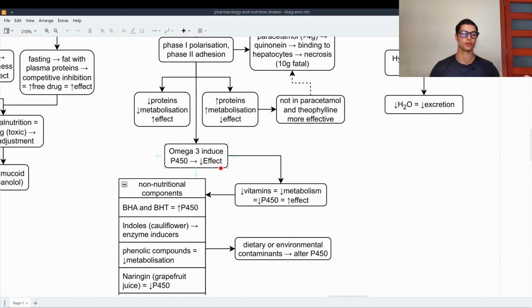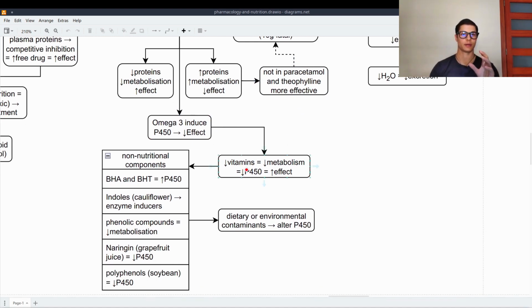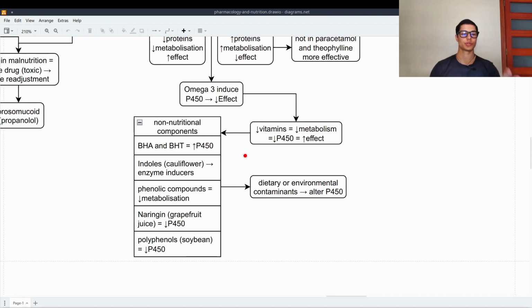Then the omega-3 will induce the P450, decreasing the effect. Vitamins are directly correlated with the metabolism, so lower vitamins, lower metabolism, lower cytochrome P450, and higher effect. Non-nutritional components such as BHA and BHT will increase the P450. The indoles in the cauliflower, for example, are enzyme inducers. The phenolic compounds will decrease the metabolization. The naringin in the grapefruit juice, again, this is why, will decrease the P450, increasing the drug effect, and the polyphenols in the soybean will decrease it as well.